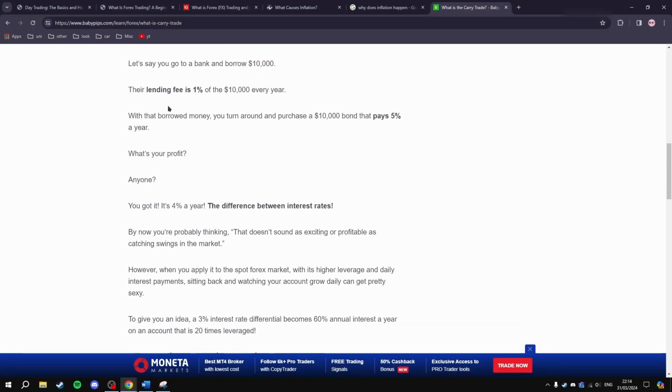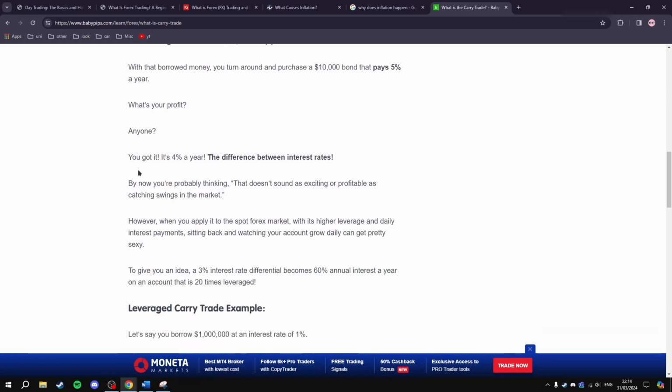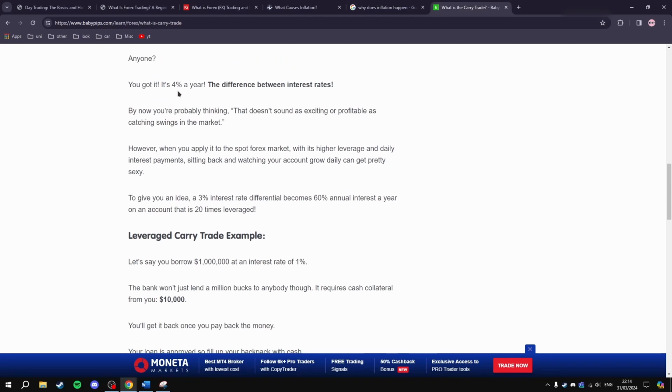Carry trade example: let's say you go to a bank and borrow $10,000. Their lending fee is 1% of the $10,000 every year. With that borrowed money, you turn around and purchase a $10,000 bond that pays 5% a year. What's your profit? Anyone? You got it, it's 4% a year, the difference between interest rates.